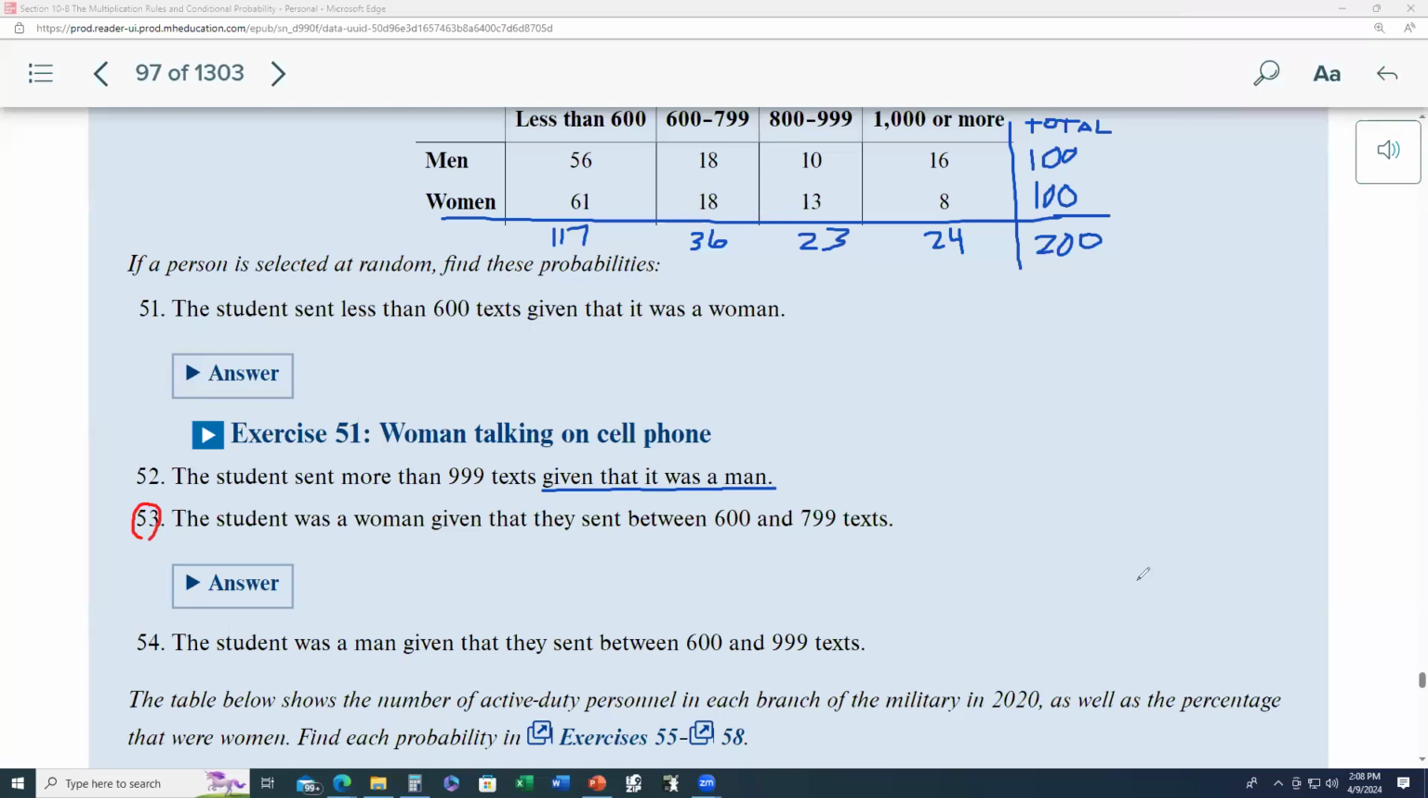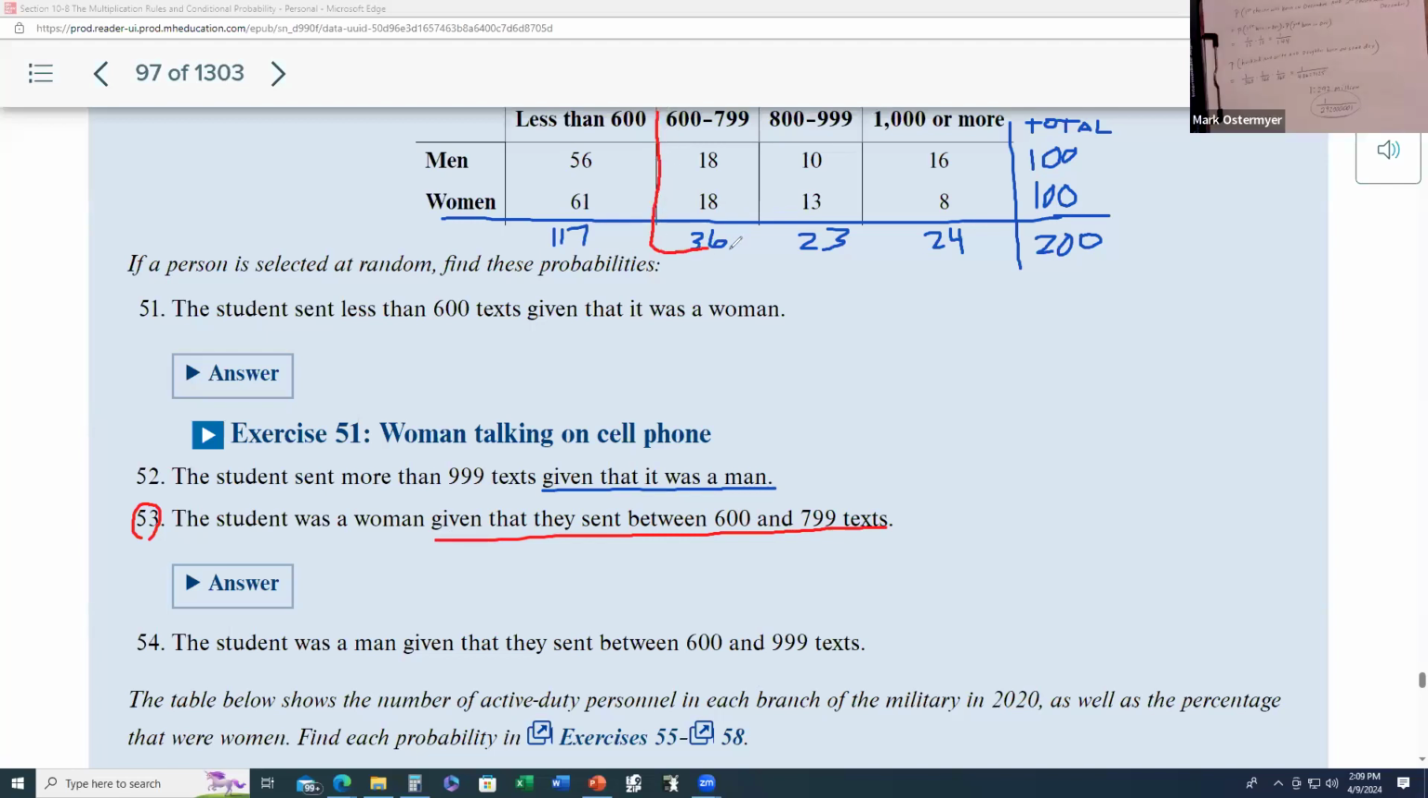Well, given that the person sent between 600 and 799 texts, that locks us where? Into what? The second column, right here. We're locked into this column. Given that we're locked into this column now, what is the probability that the student selected was a woman? 18 over 36. 18 over 36 or 1/2, correct, would be the probability.